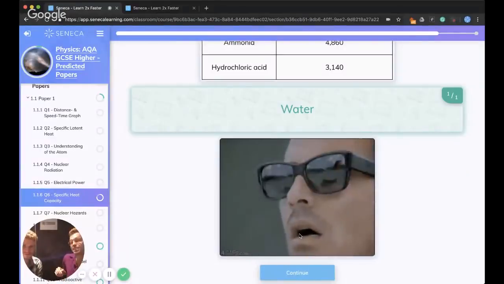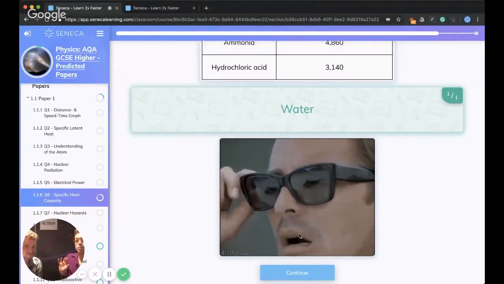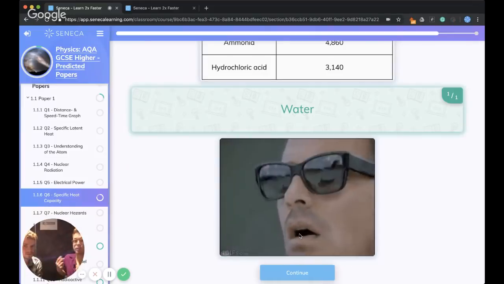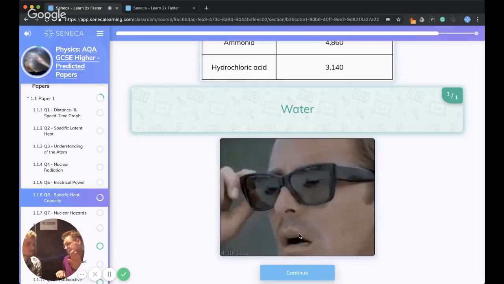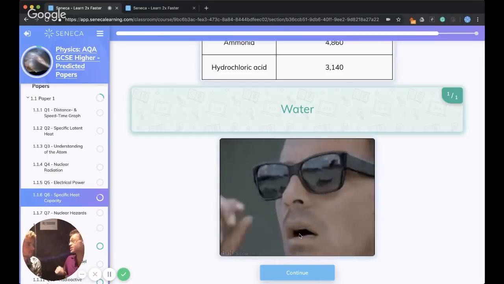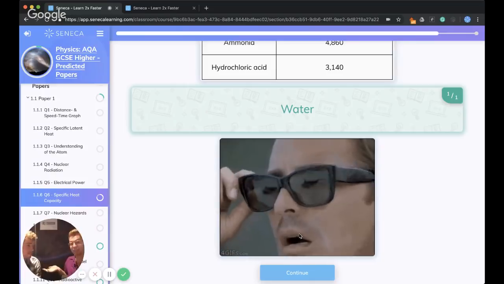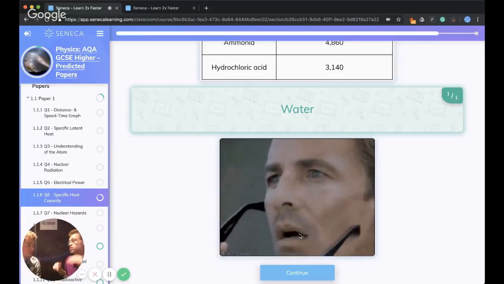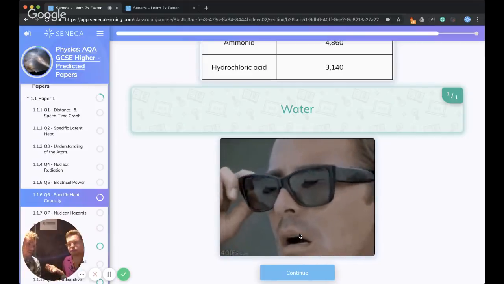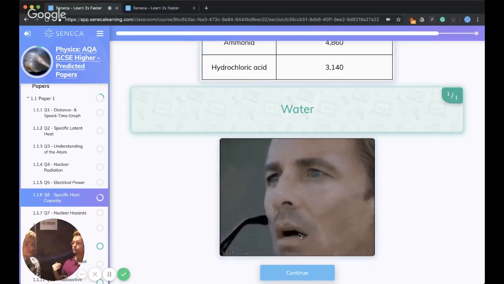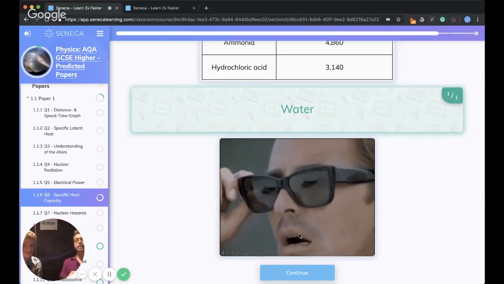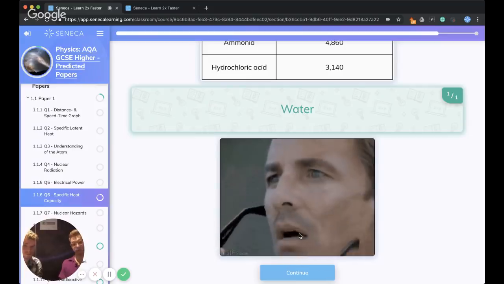So specific latent heat. Now, a lot of people can confuse the difference between specific heat capacity and specific latent heat. Now, the key thing with specific heat capacity, the temperature's rising. Whereas with specific latent heat, the temperature's staying the same, but we're changing state. So we're going from like a solid to a liquid, or liquid to gas. It could be either, or the other way around as well. We could be going from a gas to a liquid.